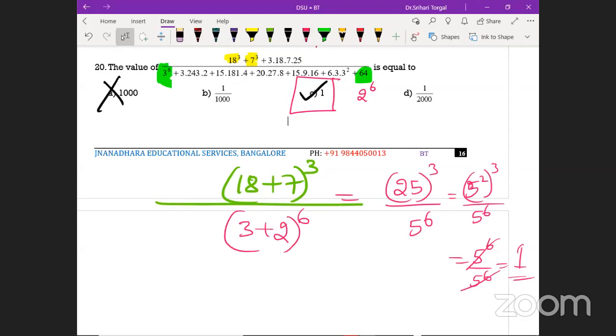There is no need of a calculator. You have to calculate like this. This is the advantage of the binomial theorem. See the higher power, just raise that. Add and raise. Okay. Next.